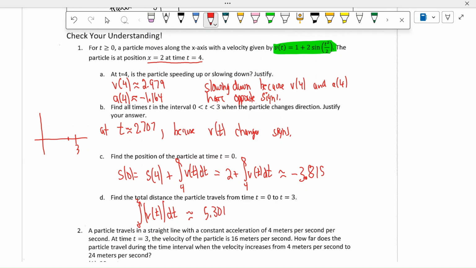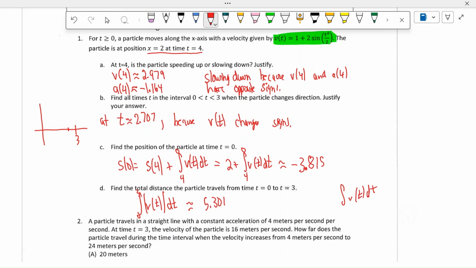The other way you can do that, which is going to be more difficult, is you could take just the integral of v of t dt from 0 to 2.707, and then minus the integral from 2.707 to 3, and we could figure it out that way as well, but it's much simpler to do it just as one big absolute value step.